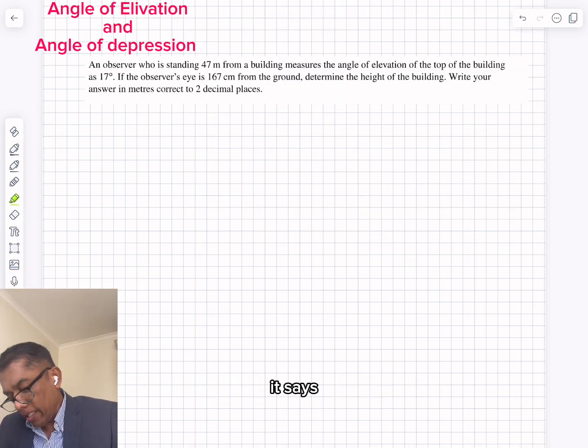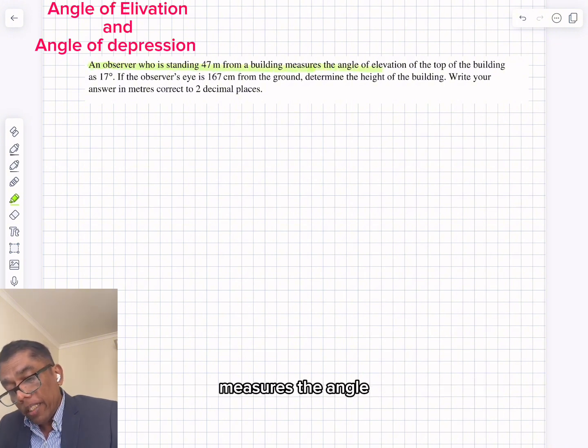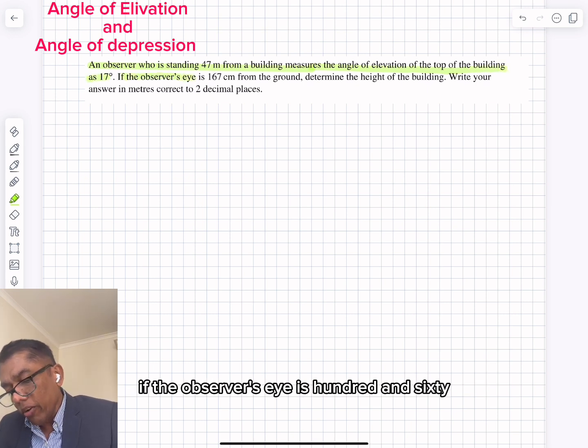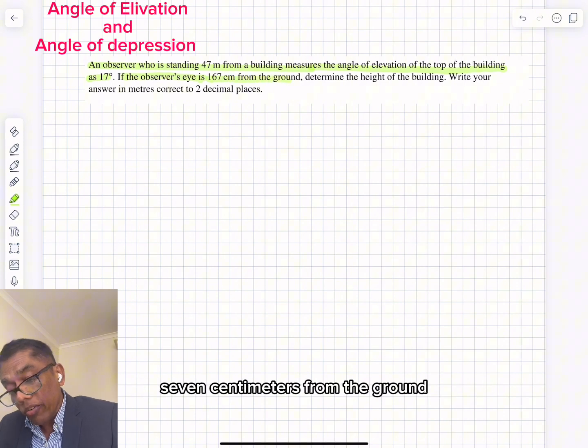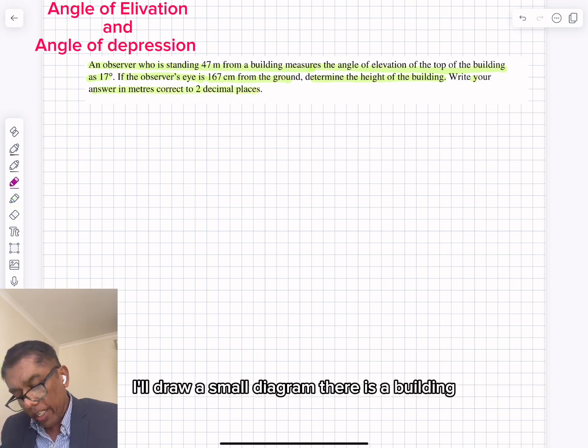It says an observer who is standing 47 meters from a building measures the angular elevation of the top of the building as 17 degrees. If the observer's eye is 167 centimeters from the ground, determine the height of the building. Write the answer in meters correct to 2 decimal places. I'll draw a small diagram.